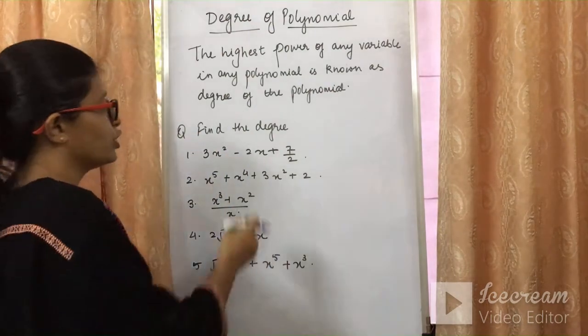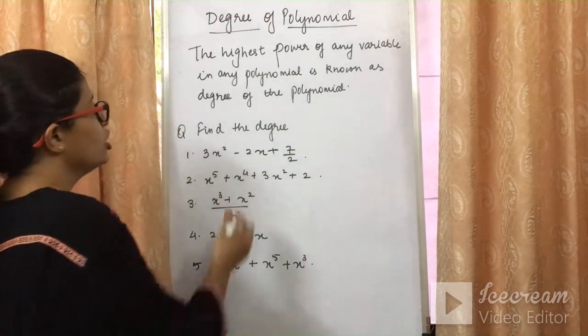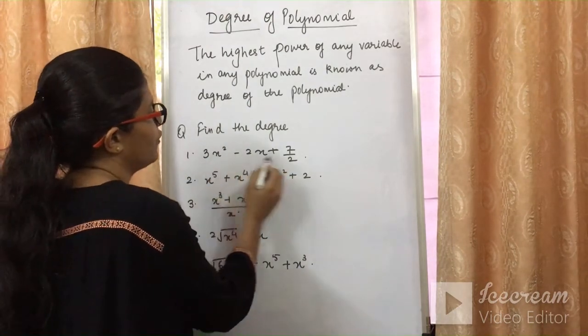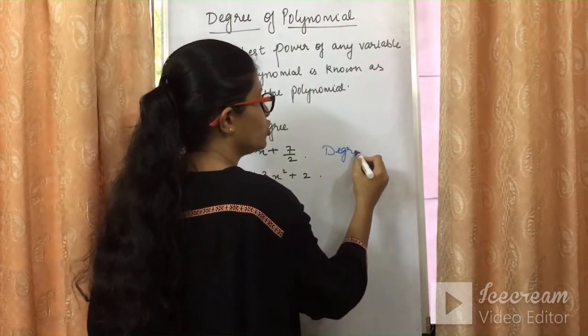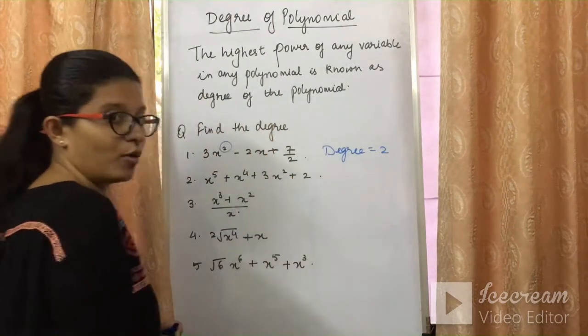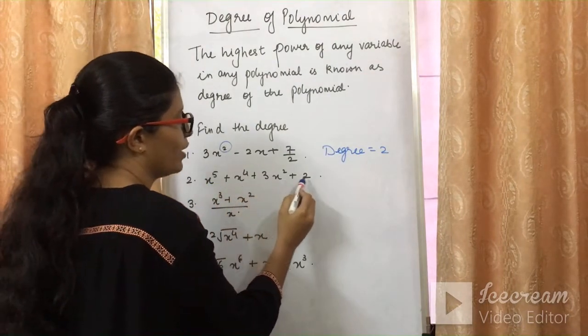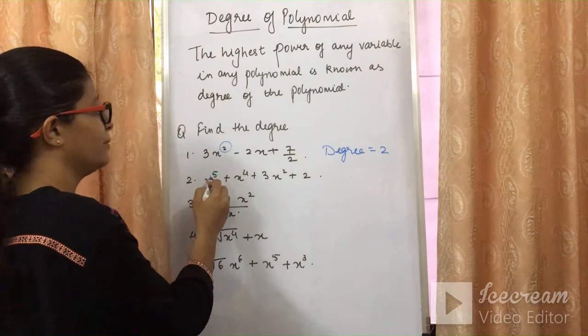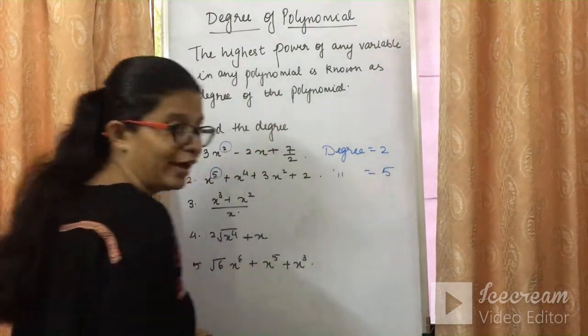So these are the 5 questions which we have. We need to find out the highest power for the given polynomial. Can you see the highest power for the given polynomial is 2. So the degree comes out to be 2 for this given polynomial. Now in this it is x raised to 5 plus x raised to 4 plus 3x square plus 2. So the highest power is nothing but 5. So the degree is 5.